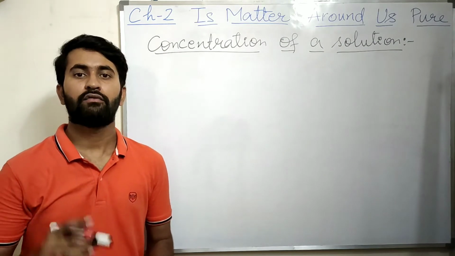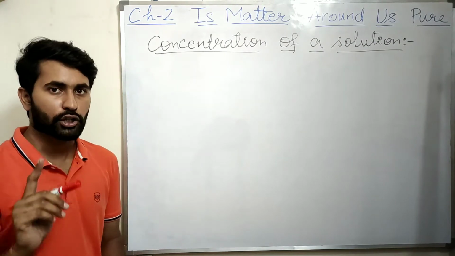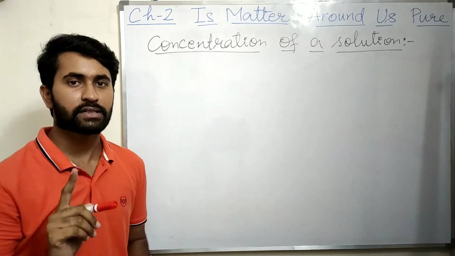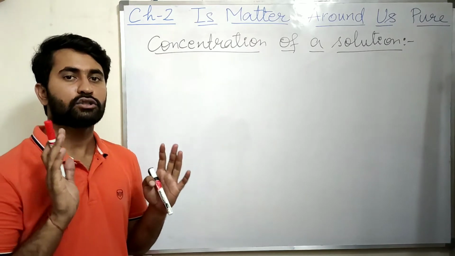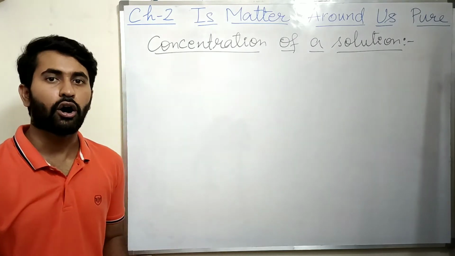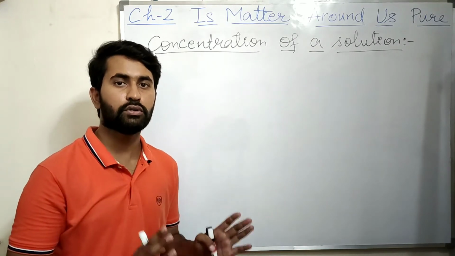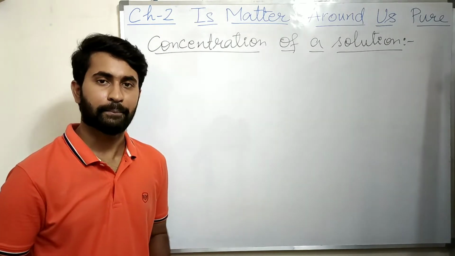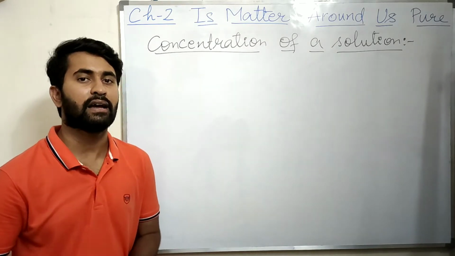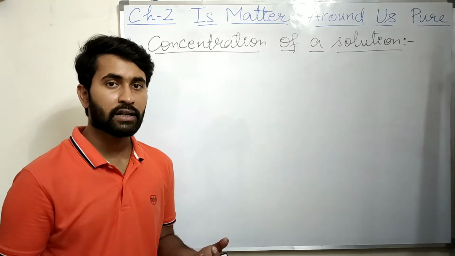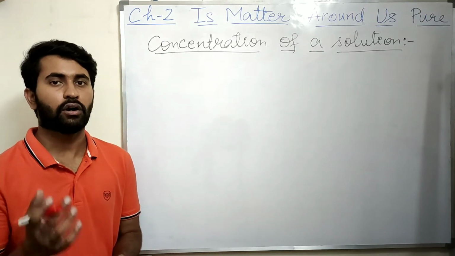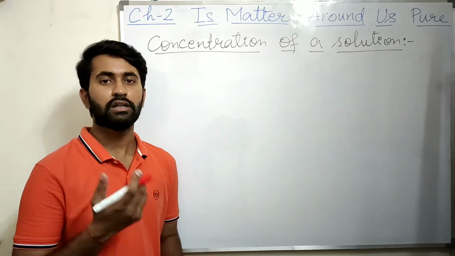Do you remember what is a solution? A solution is a homogeneous mixture of two or more substances. So for preparing a solution, we can dissolve a small amount of solute or large amount of solute in a solvent. Example, we can dissolve 10 grams of sugar in 100 grams of water for preparing a sugar solution, or we can dissolve more than 10 grams of sugar for making a sugar solution.